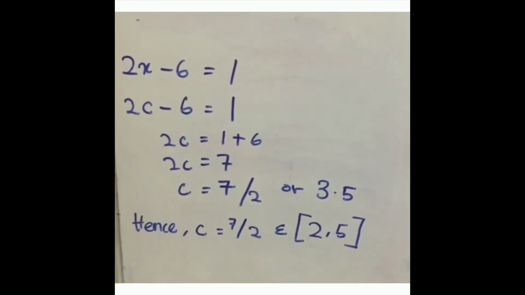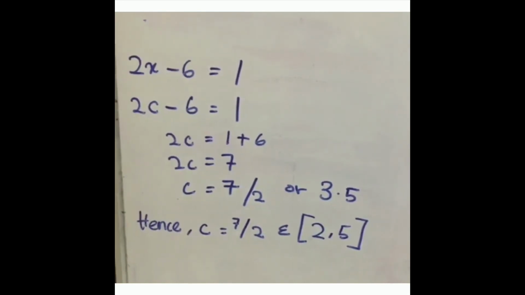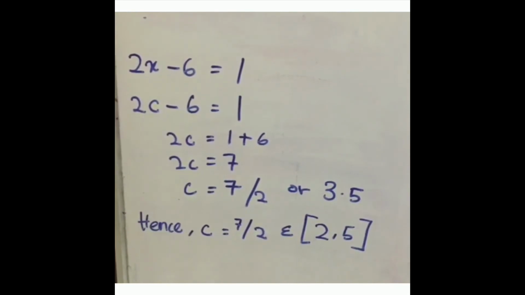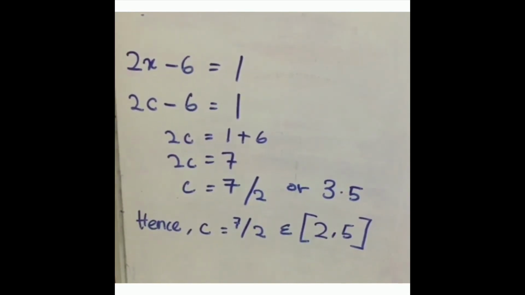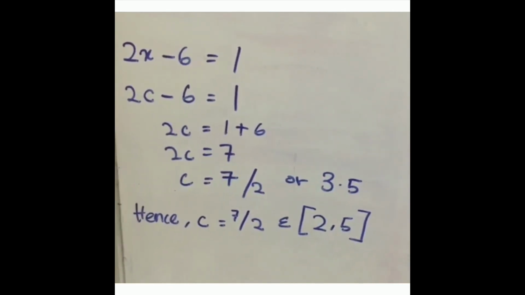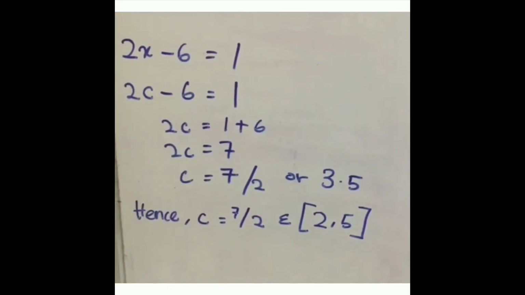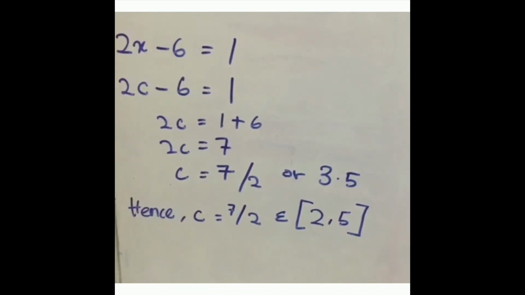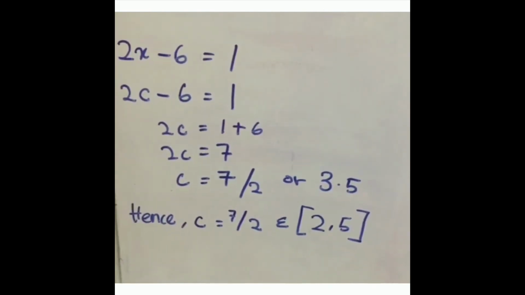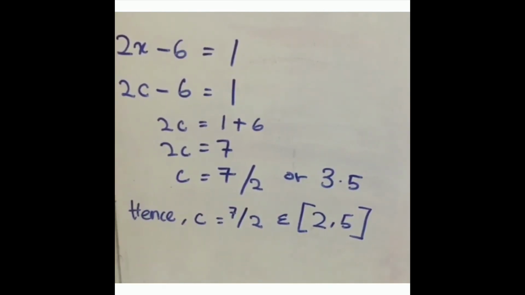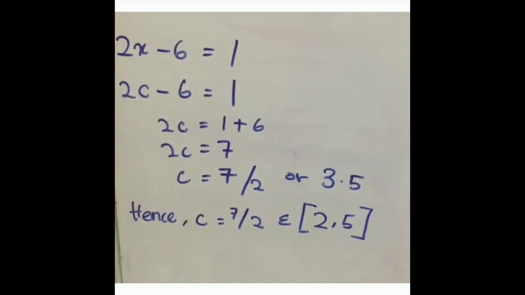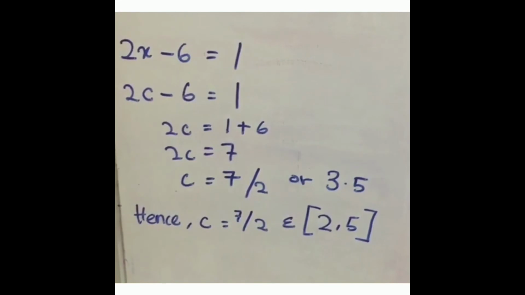Hence, in order to get the value of c, you need 2x minus 6 equal to 1, and you change the x to c. So it will be 2c minus 6 equal to 1, 2c equal to 1 plus 6, and 2c equal to 7. Hence, you will get c equal to 7 over 2 or 3.5. And then lastly, c equal to 7 over 2 is in the range of the closed interval of 2 and 5.